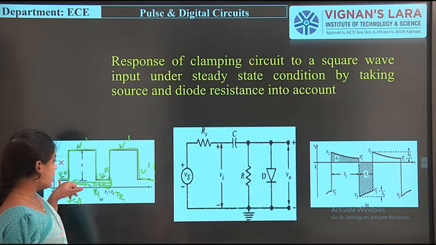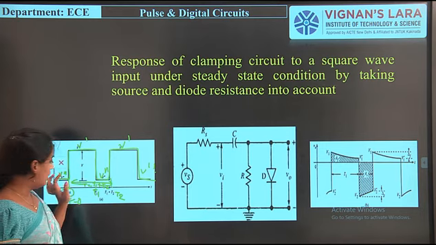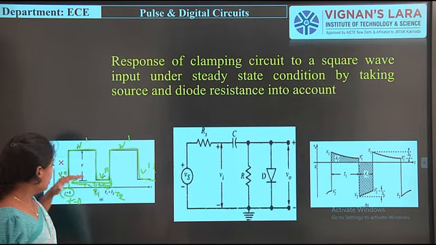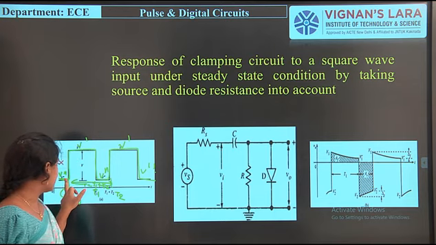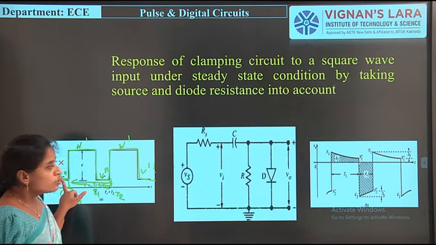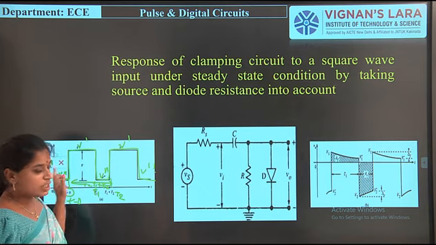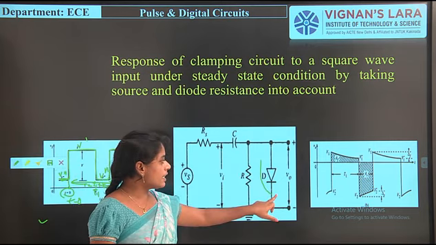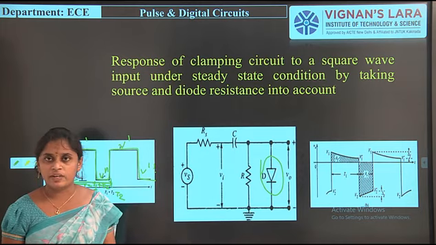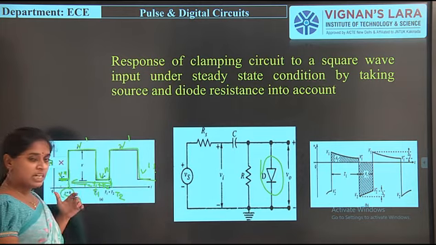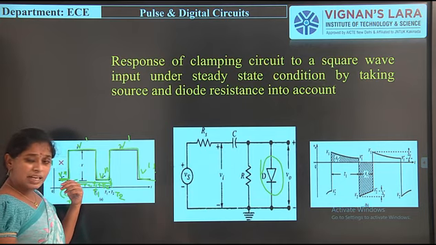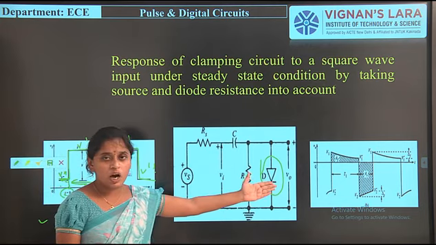First, we apply a negative signal, that is, below the V gamma level, for the practical condition. We apply this V double dash signal. During this time, what is the condition of the diode? The diode on condition will be at the V gamma level, but this V double dash is less than V gamma, so obviously the diode is in off condition.